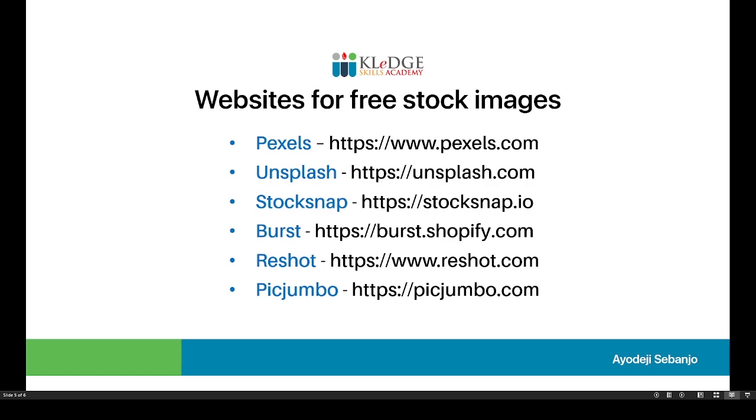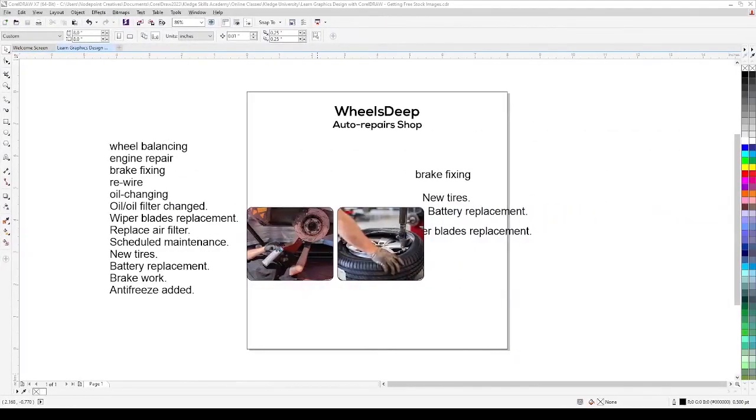Now, these are websites where you can get free stock images. We have Pexels, we have Unsplash, we have StockSnap, we have Reshot, we have PicJumbo. So I am advising that you check out all of these sites. There are many more, but these six are basically enough for you to explore and get any image you are in need of.